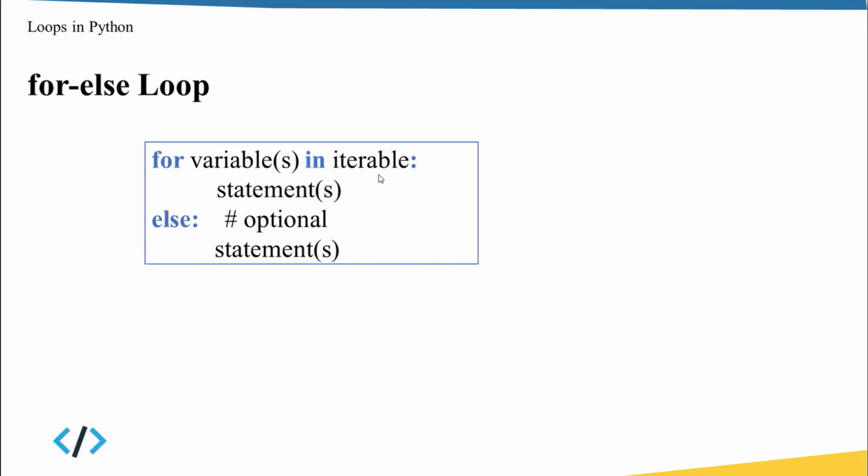Sometimes we can use else with for. As you see here, I say for else, and here the same syntax of for. After else, there is colon, and then we have one statement or multiple statements according to your program. And don't forget that else is optional.